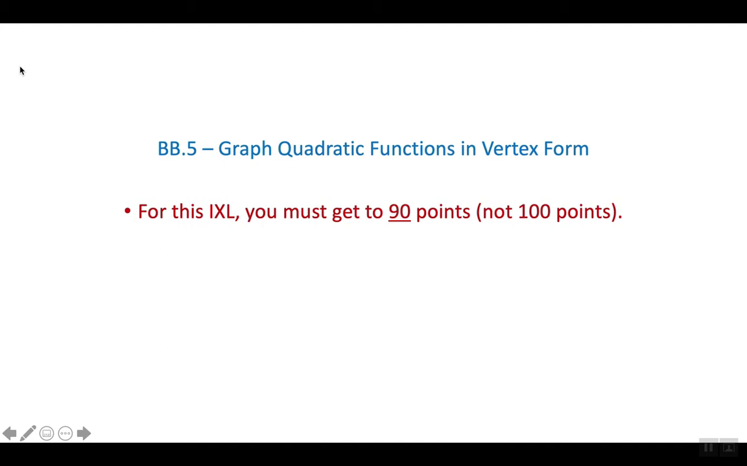Okay, the reason I'm doing that is because I did the IXL, and once you get past 90, once you get into the challenge zone, it has some really annoying problems where you have to do a lot of work to try to find the right answer, and I didn't like them. I didn't think it was necessary, and I don't want to prevent or discourage some of you from doing it. So for this IXL, you only have to get to 90 points, okay?